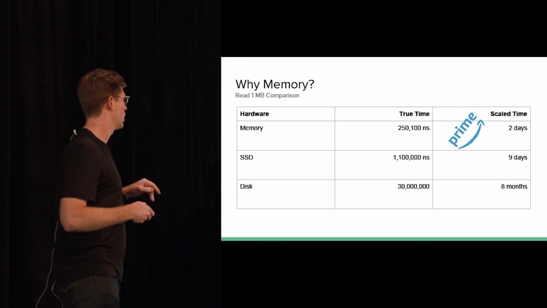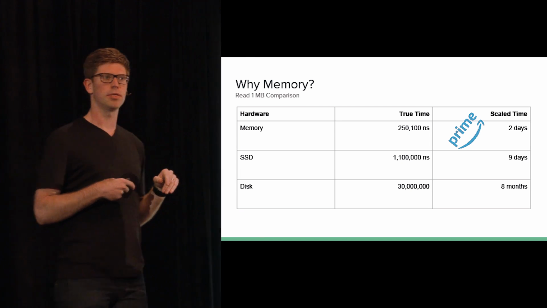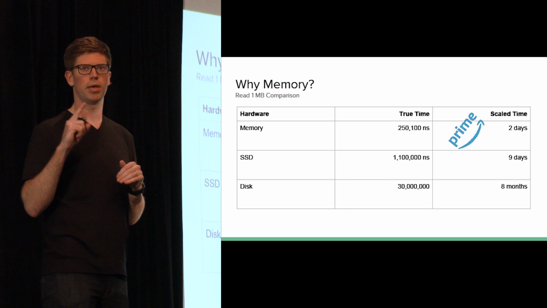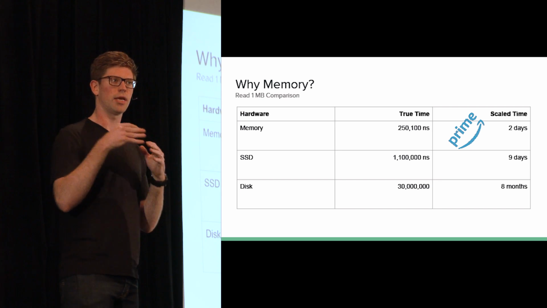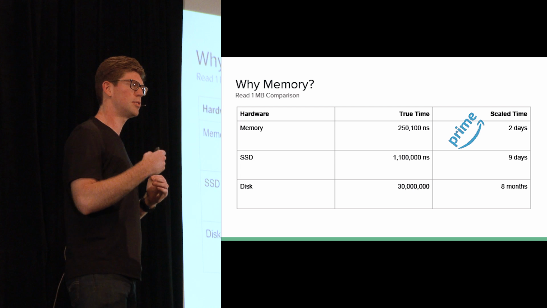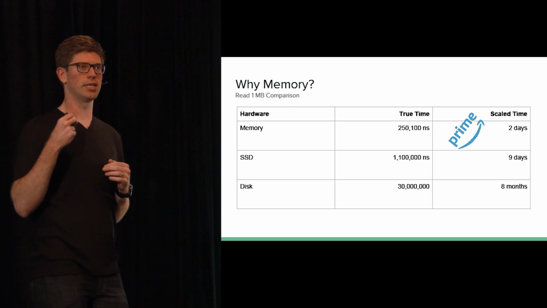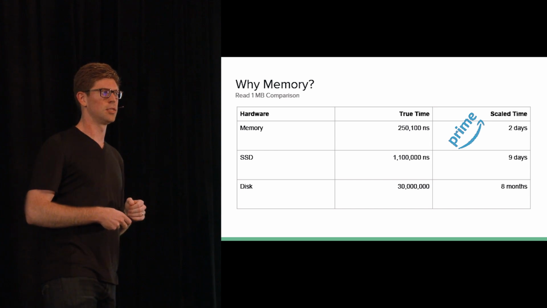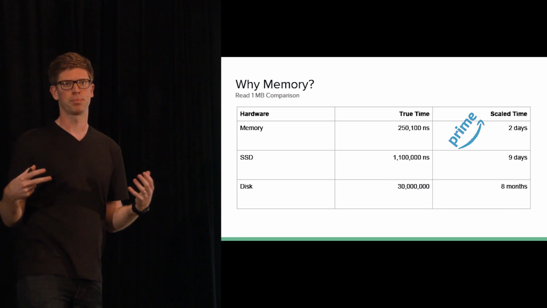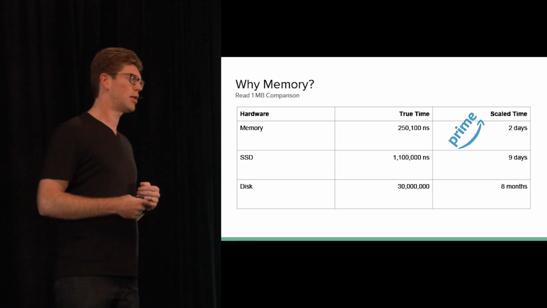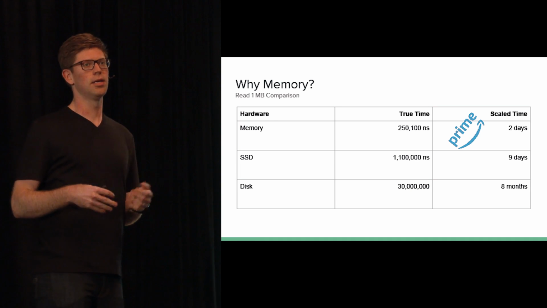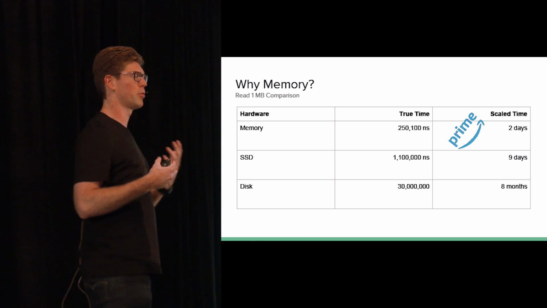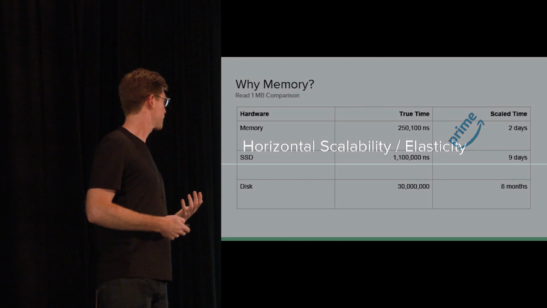Think of an Amazon Prime delivery as the base, being how long it takes to read 1 megabyte from memory. If you scale everything else up, an SSD read of that same data is going to take 9 days, and a disk read is going to take 8 months. So that's the difference in time. Now, I don't know about you, but I'm really mad at Amazon when they miss my delivery by a day, let alone 9 days or even 8 months. So this is why the use of memory is so important.